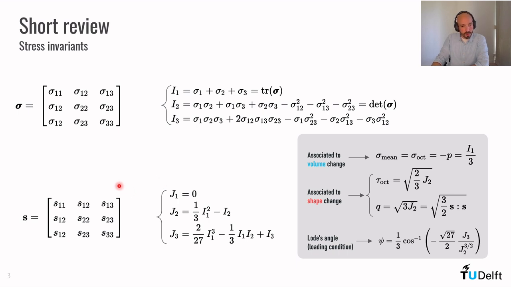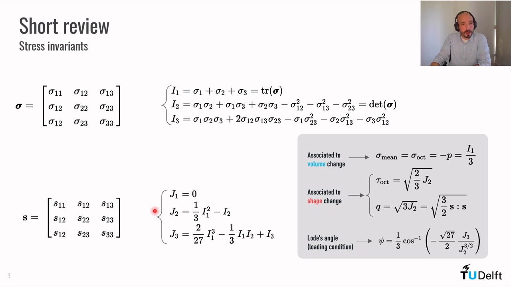It's also convenient to define the invariants of the deviatoric stress tensor. The stress invariants of the deviatoric stress tensor can be computed by these same expressions here. We just have to substitute sigma by S, and it would be the same thing. It can be shown that if we take the trace of the deviatoric stress, it will be 0.